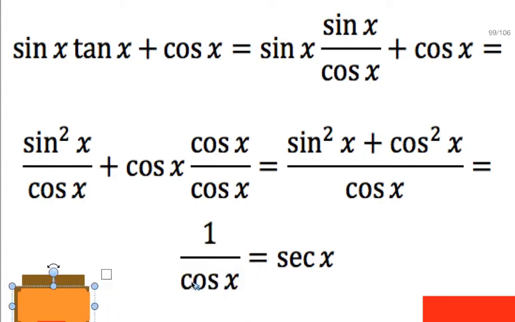It hasn't changed, okay? But cosine x is the reciprocal of secant x, so this equals secant x. So that's how we were able to solve this.